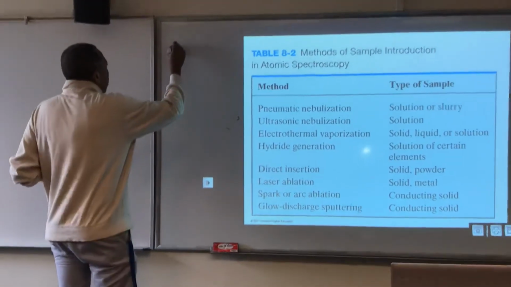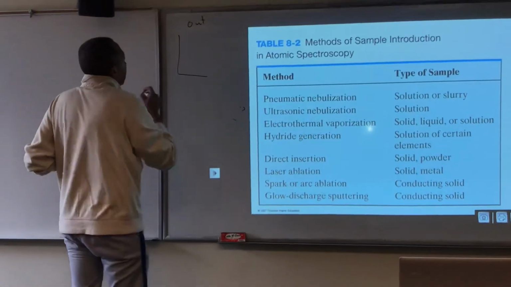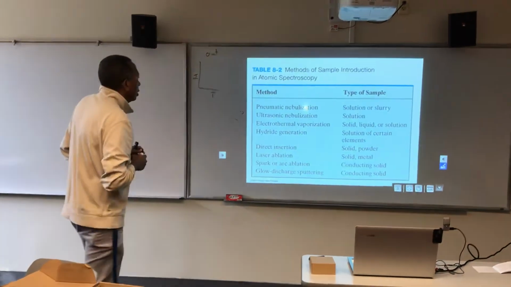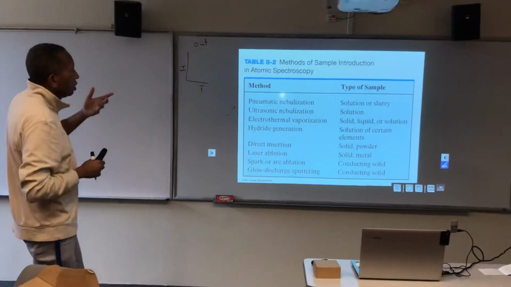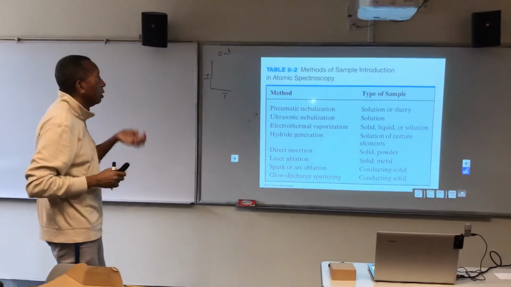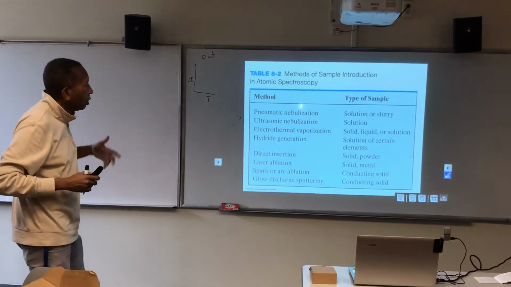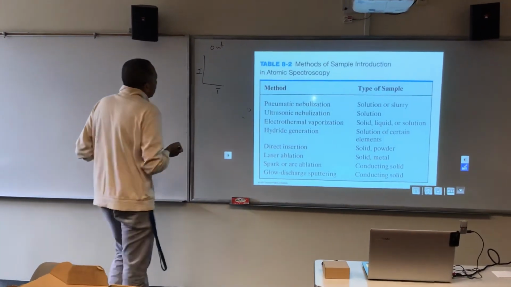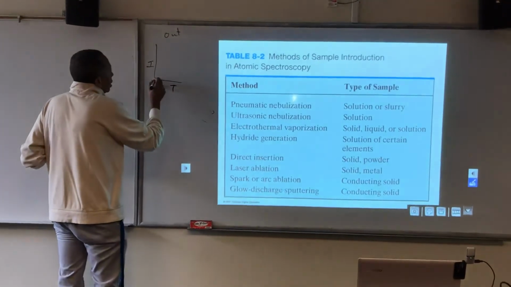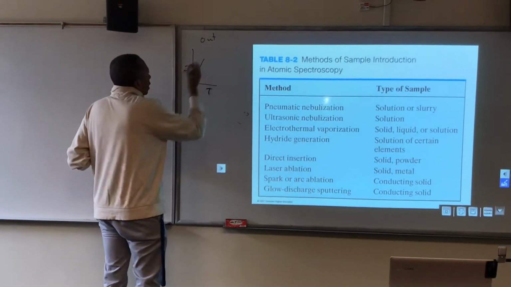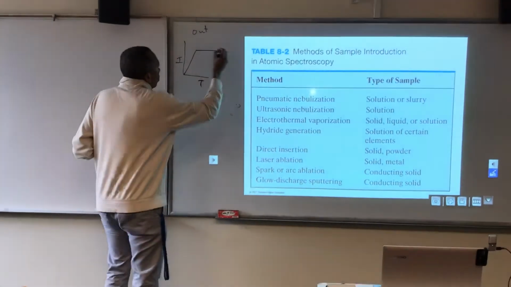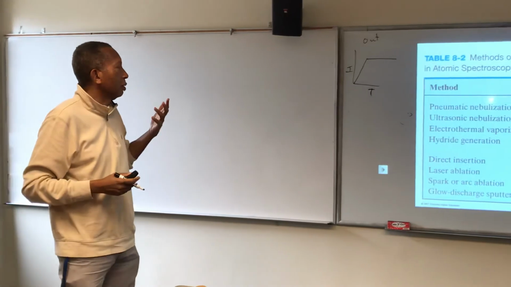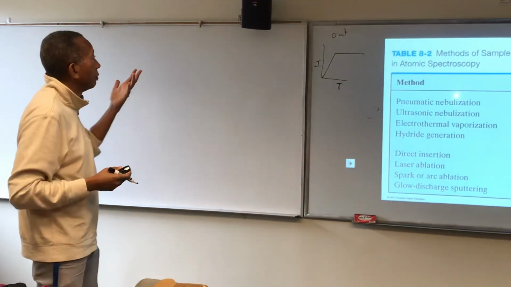If we look at the output, intensity as a function of time, in the first system that we looked at, where sample is constantly being fed into the flame, then as a function of time we start with no signal, and after a while the intensity of the signal increases, but then it remains constant, because we're constantly feeding sample into the flame.